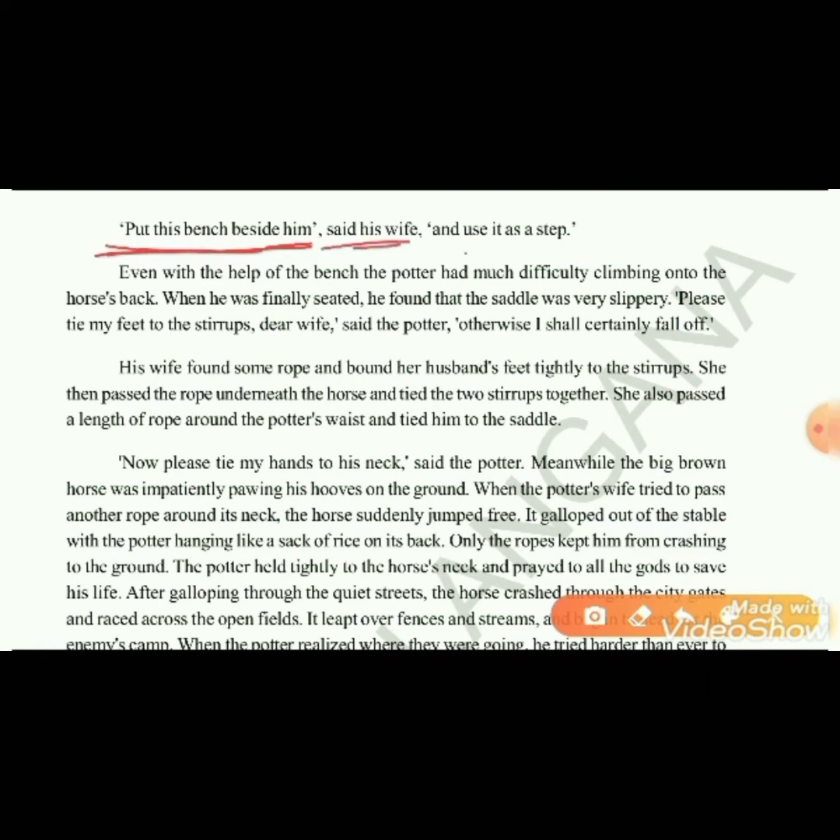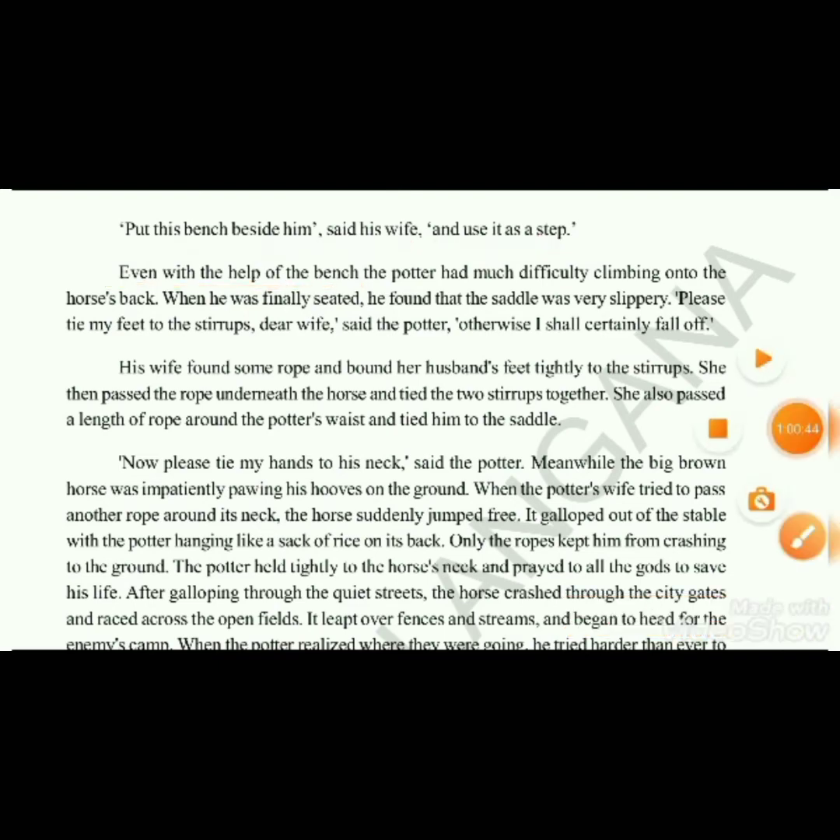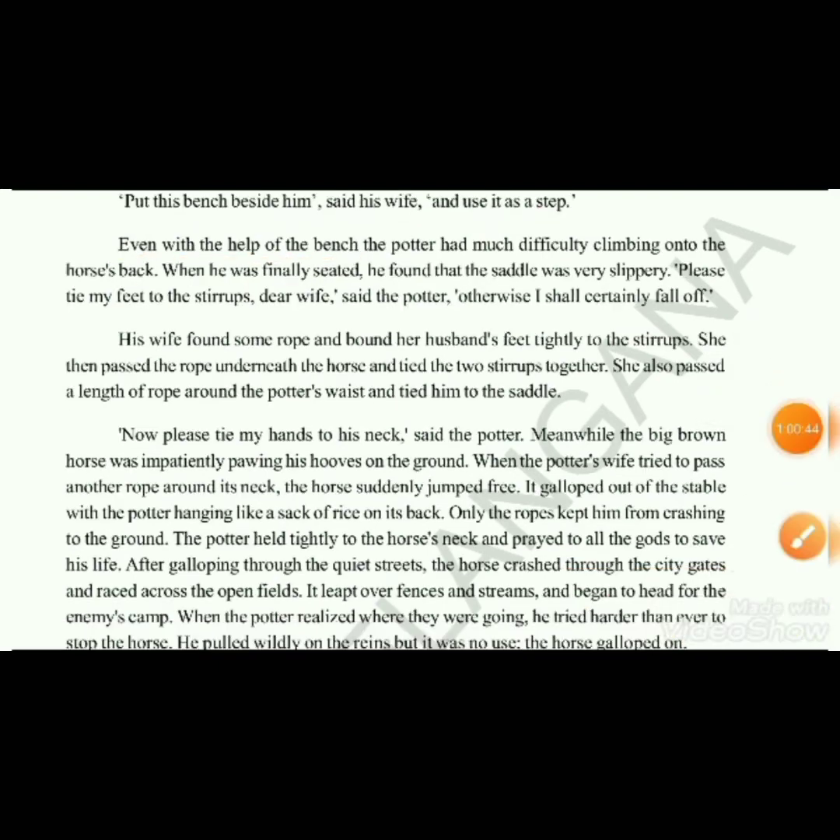Put this bench beside him, said his wife, and use it as a step. Some of our short people, what do they do? To ride a bike, they look for a stone so that they keep one leg on the stone and then climb on the cycle. Likewise, the potter's wife suggested, my dear husband, take this bench, keep it by the side of the horse and use it as a step to sit on the horse.